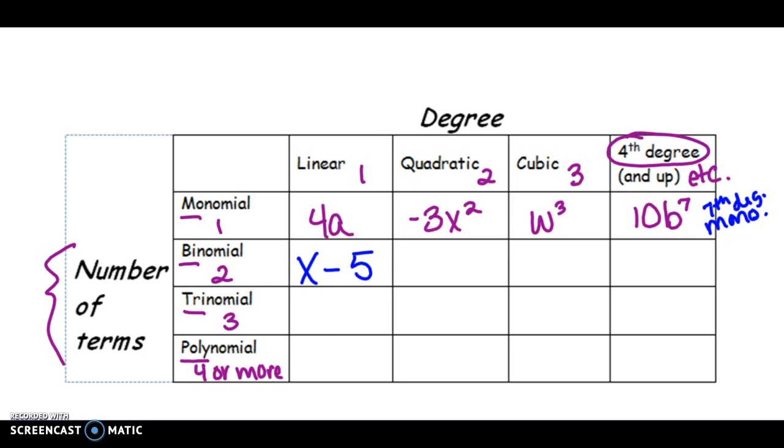A quadratic binomial. So now I have to have a high exponent of 2. So let's say I could do 3a squared, and then I have to add something to it or subtract something in order to make it a binomial. So I'm going to add 5a. I have two terms being added together, so it's binomial, but it's a quadratic binomial. Cubic binomial.